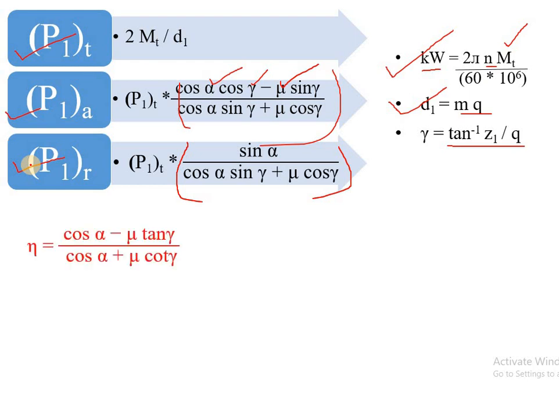Now next you have to calculate efficiency. We know that in the previous numerical also we have seen this formula for efficiency. You have all these three inputs. Substitute them and calculate the efficiency.